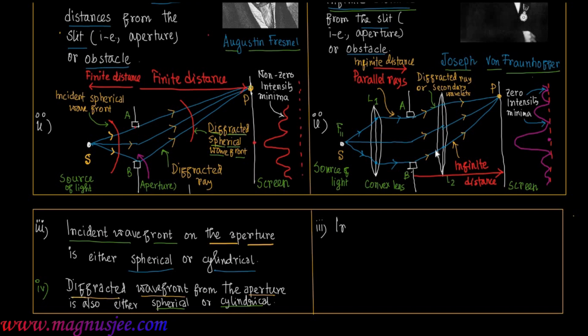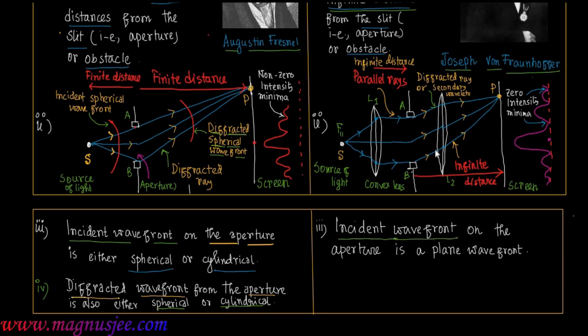For Fraunhofer diffraction on the right hand side, the incident wavefront on the aperture or the narrow slit is a plane wavefront. Therefore, the incident wavefront on the aperture will be a plane wavefront.